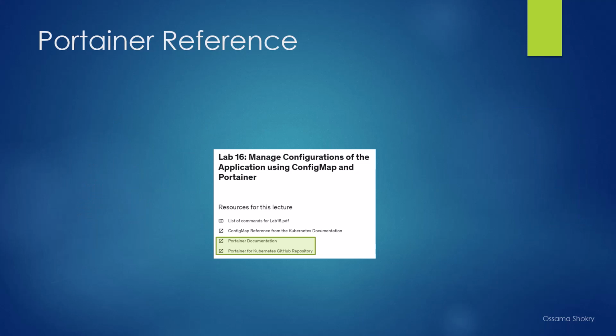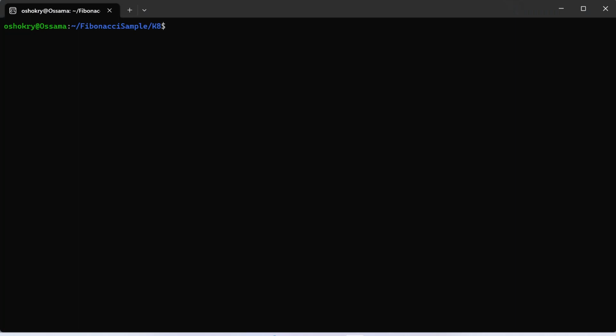You can find links to Portainer documentation under the resources attached to this lab. There is also a link to Portainer for Kubernetes GitHub repository, which includes useful information such as options to install Portainer for a Kubernetes cluster. We got the command to install Portainer, which we will use now, from this GitHub repository. Run the following command to install Portainer on your Kubernetes cluster.